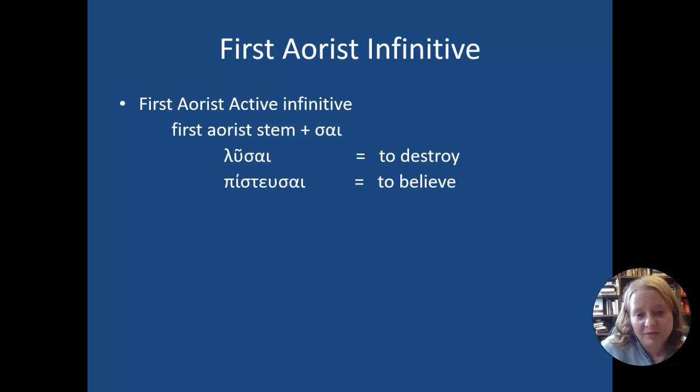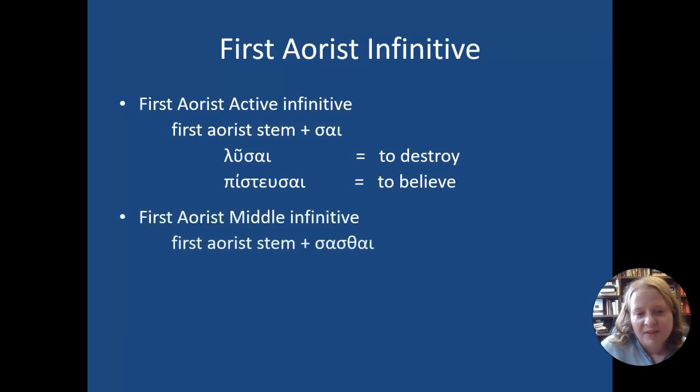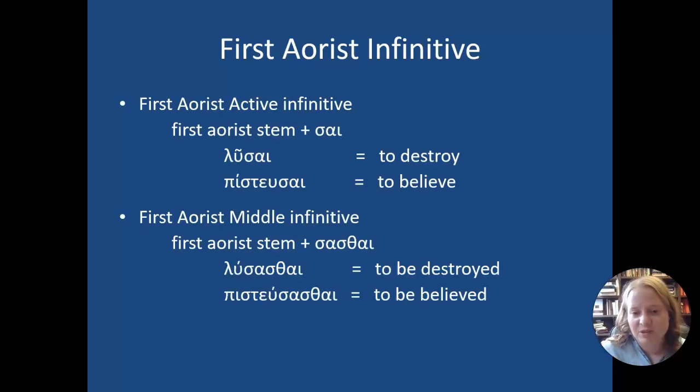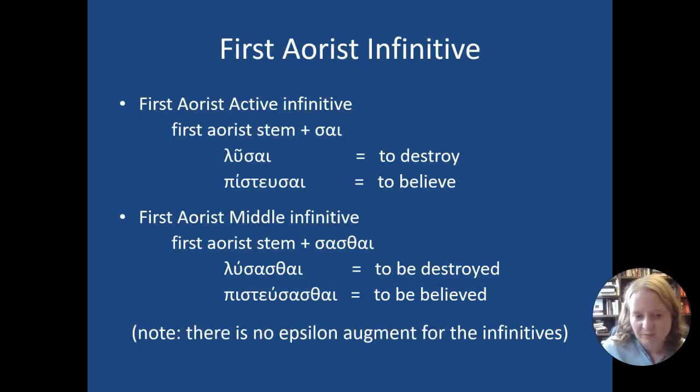Pisteusai, to believe. And then in the middle infinitive, you get a sa-sthai. So you're used to s-thai, but now you have a sa. That again is helping you out, recognizing the aorist. Lusasthai, to be destroyed. Pisteusasthai, to be believed. And so at this point in time, we're not going to treat these as different than the present tense infinitives. We'll come back to infinitives next semester and worry about that more.